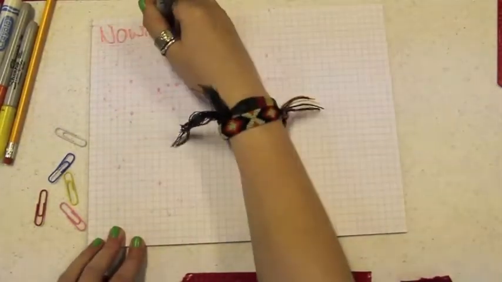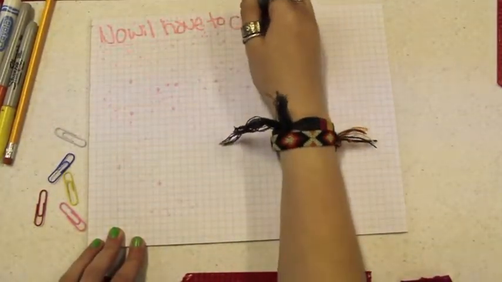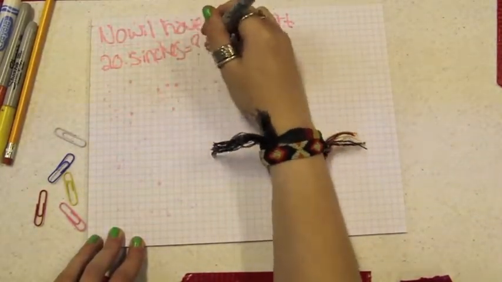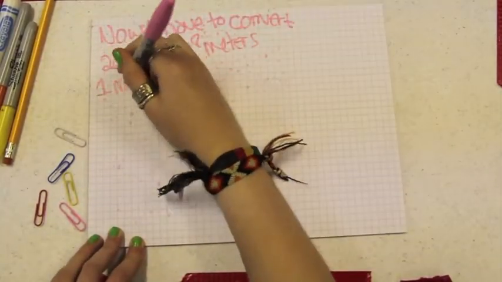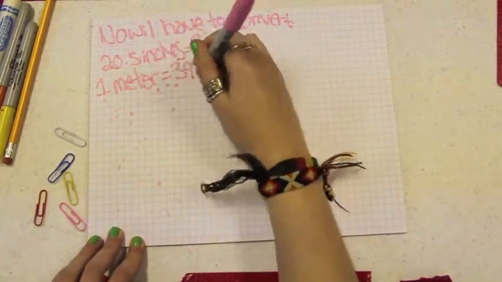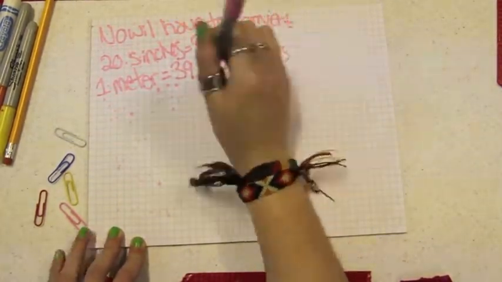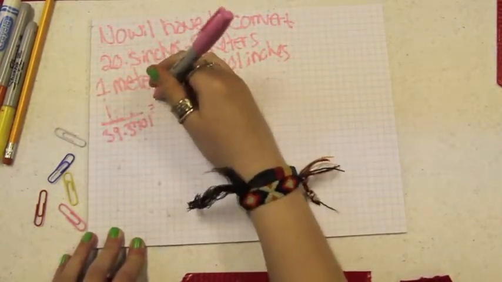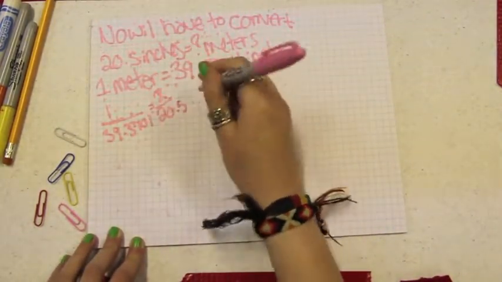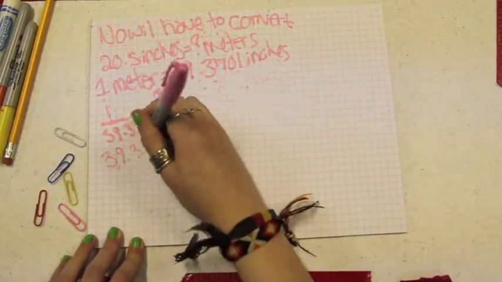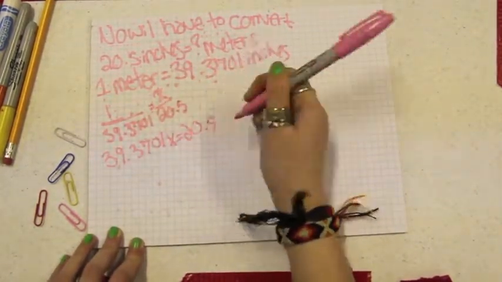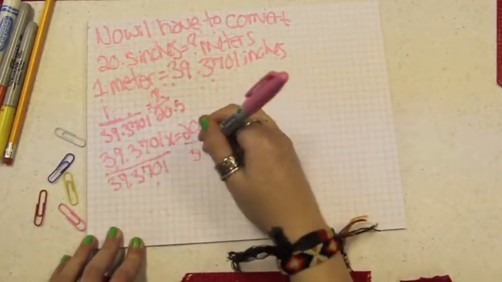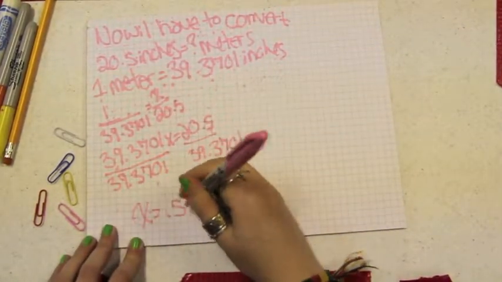But this is meters, and my model was inches, so I learned to convert inches to meters. I found out that 1 meter equals 39.3701 inches. I cross-multiplied 1 meter times 20.5 inches and x meters times 39.3701 inches, and got 39.3701x equals 20.5. I divided by 39.3701 on both sides, and came to the conclusion that x equals 0.520699719 meters.